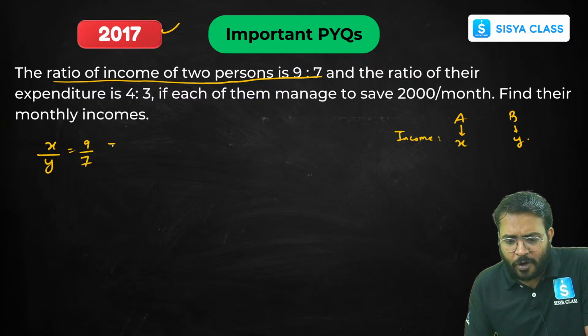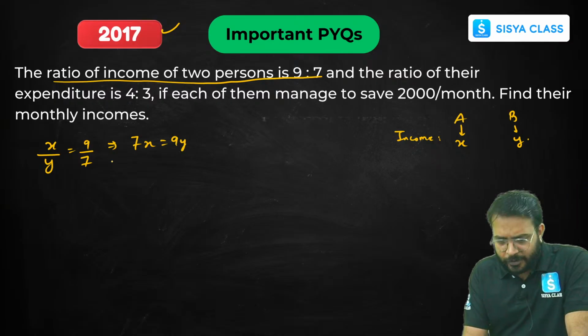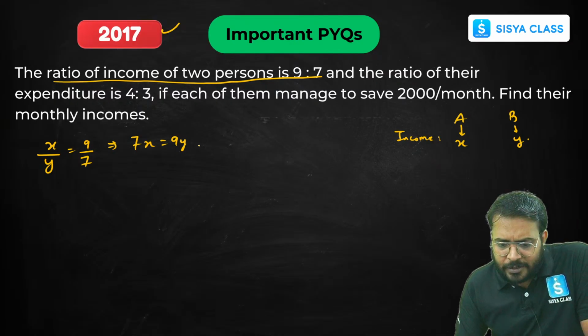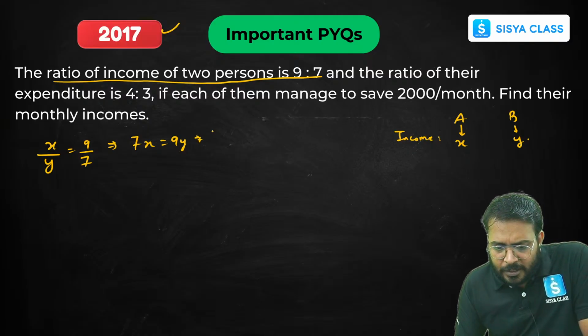All right, so from here we will get that 7x is equal to 9y. Okay sir, fine. Or we can say that 7x minus 9y is equal to 0. Suppose this is my equation 1.